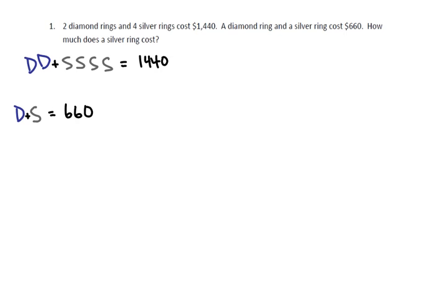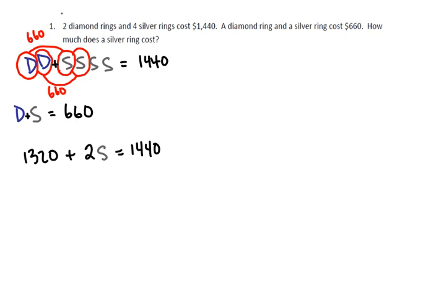So if we were to group together a pair of diamond and silver rings, like so, we know that that pair of rings is worth $660. Then we have another pair of diamond and silver rings, and that pair is also worth $660. So what we have now is $1,320 plus 2 silver rings is equal to $1,440. And of course you could subtract that $1,320 from the $1,440, and what you'd be left with is $120.